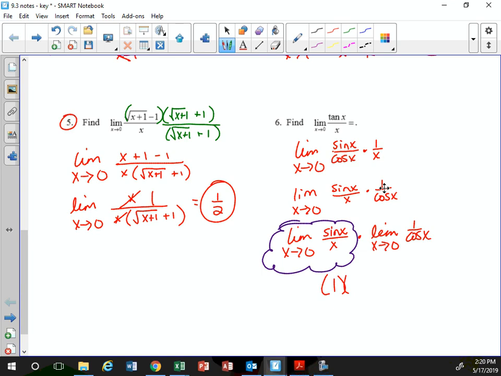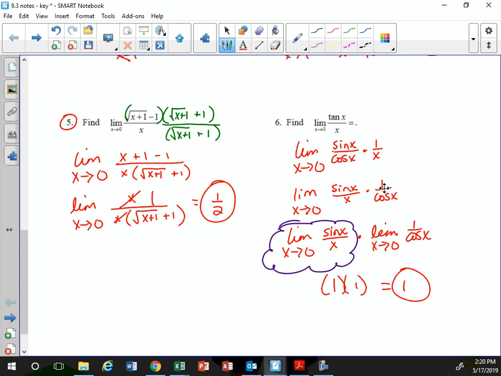So that guy's just 1 times, okay, you have to know what the cosine of 0 is when I plug it in. It is 1, so what's 1 over 1? 1. And what is 1 times 1? 1. Okay. So it went down to 1.